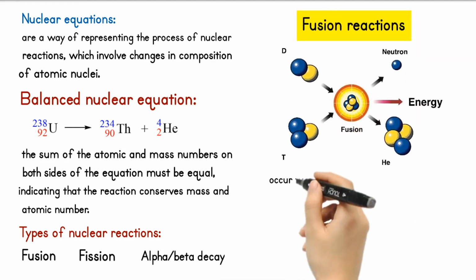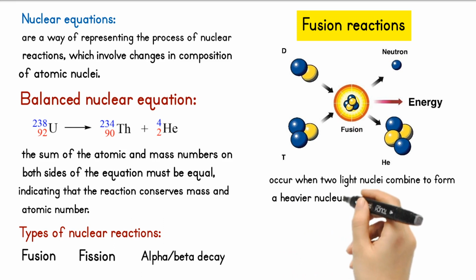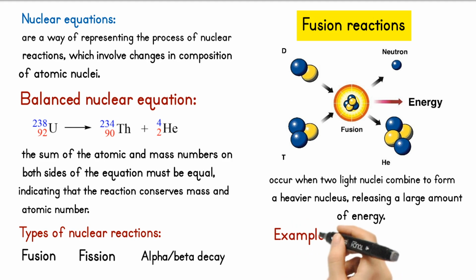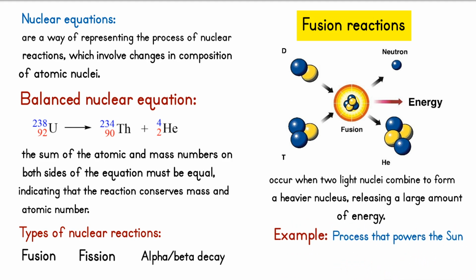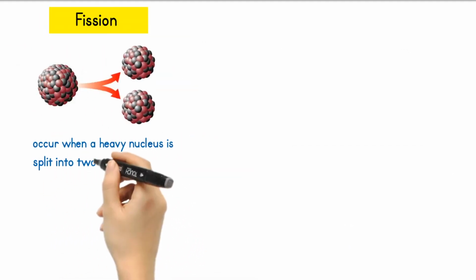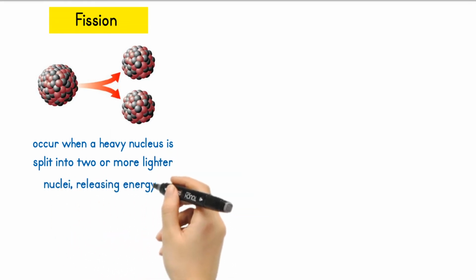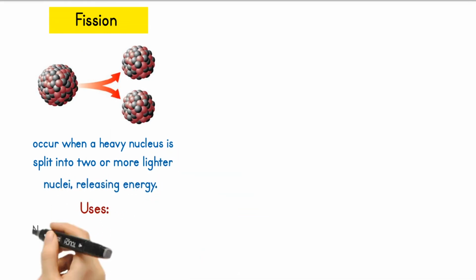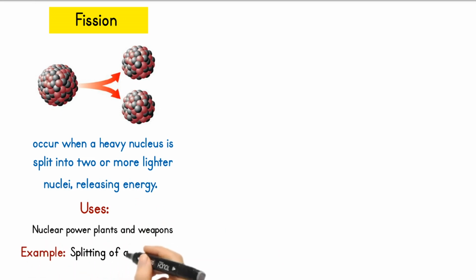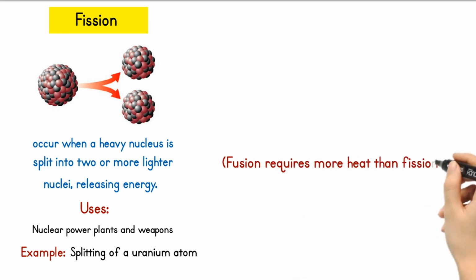Fusion reactions occur when 2 light nuclei combine to form a heavier nucleus, releasing a large amount of energy. An example of a fusion reaction is the process that powers the sun, where hydrogen atoms fuse to form helium. Fission reactions occur when a heavy nucleus is split into 2 or more lighter nuclei, releasing energy. Fission reactions are used in nuclear power plants and weapons. An example of a fission reaction is the splitting of a uranium atom into 2 smaller atoms, along with the release of several neutrons. Fusion requires more heat than fission.